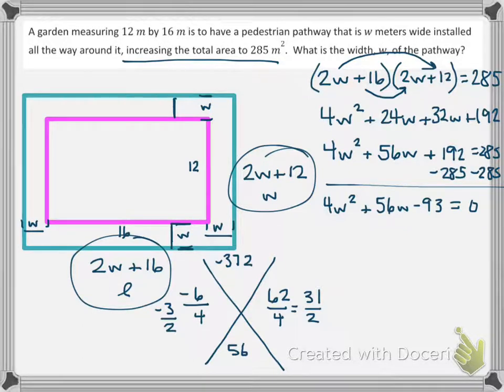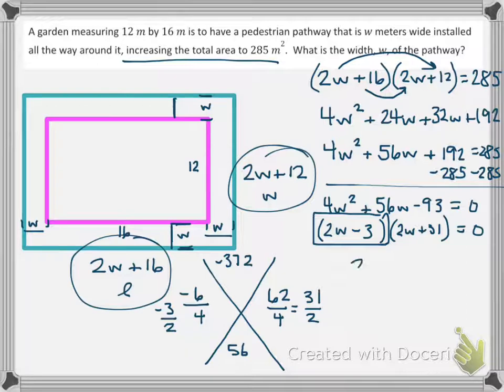Okay, so factoring, we get 2w minus 3 and 2w plus 31. And that's all equal to 0. Then we can solve for each one of these. Well, I know that my answer is going to have to be positive, and the only way that it's going to be positive is if I use that binomial.